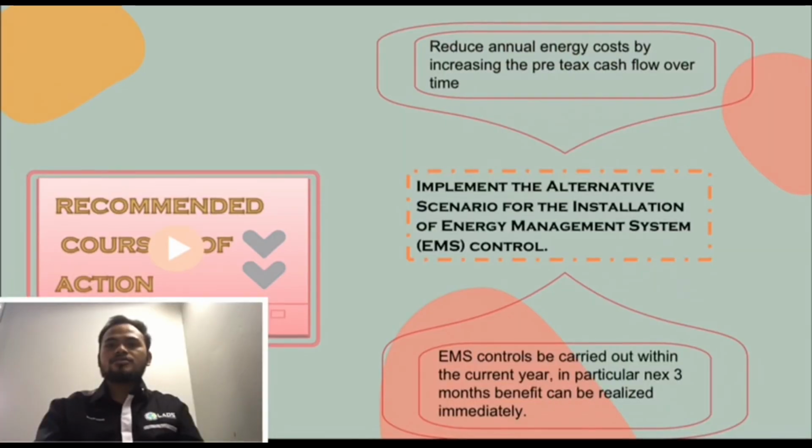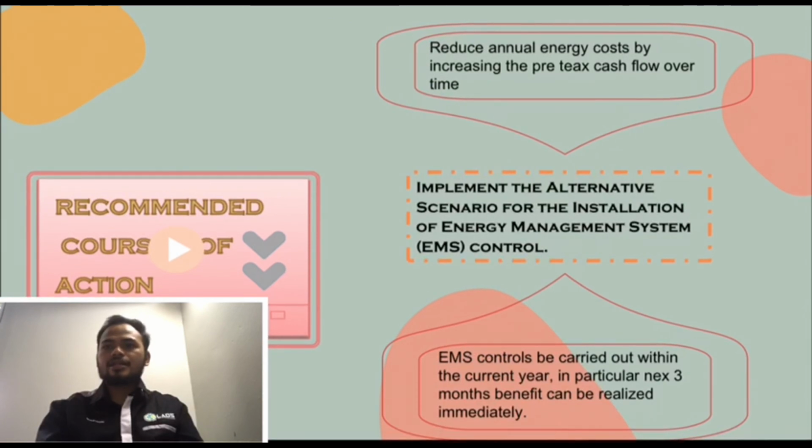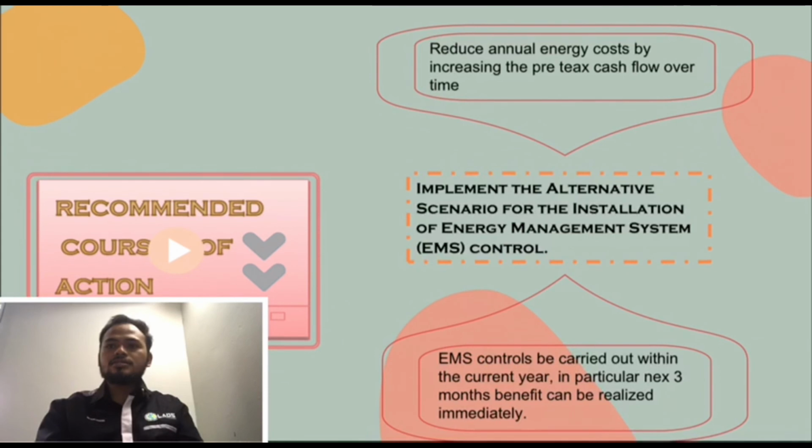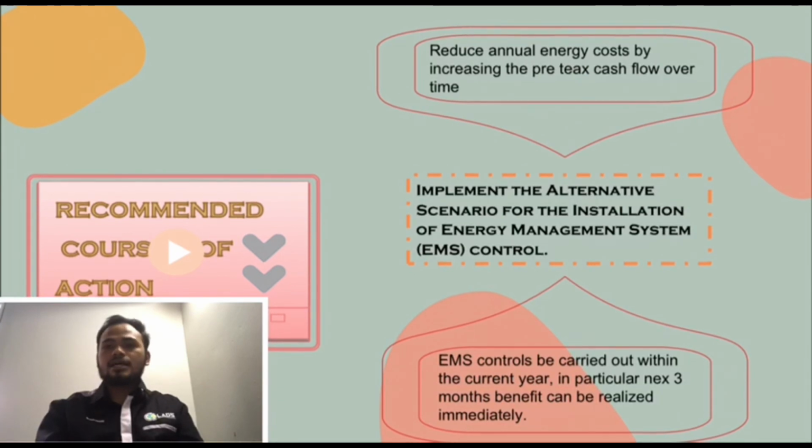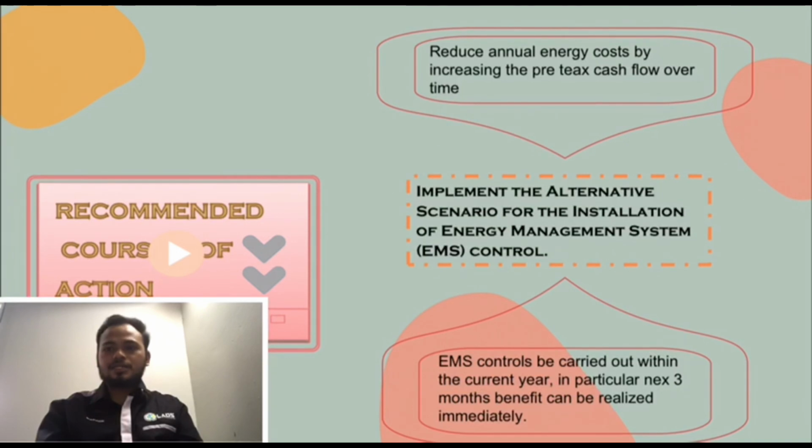And the course of action. First, reduce annual energy cost by increasing the pre-tax cash flow over time. Second, implement the alternative scenario for the installation of the energy management system, EMS control. The last, EMS control to be carried out within the current year, and in particular, within the next 3 months the benefit can be realized.